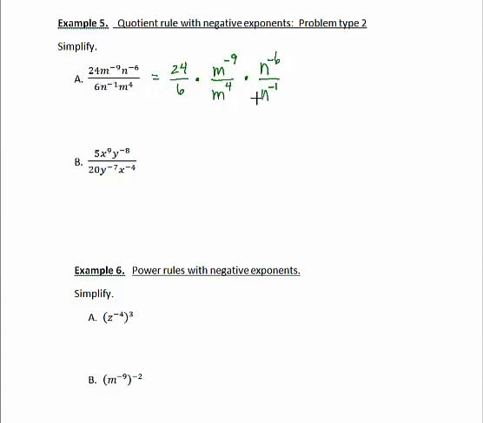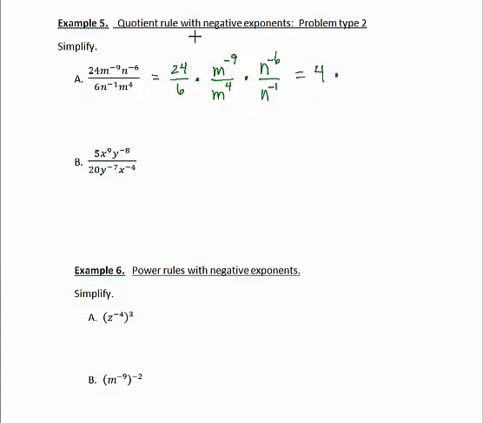So the n to the negative 1 was on the bottom. We place it in its own fraction with n to the negative 6 on the top, and n to the negative 6 came from the numerator, so it stays in the numerator. M to the negative 9 was originally in the numerator, so it stays in the numerator. And so we've just separated these out into individual fractions, coefficients, m variables, and n variables. Well, 24 divided by 6 is simply a 4.